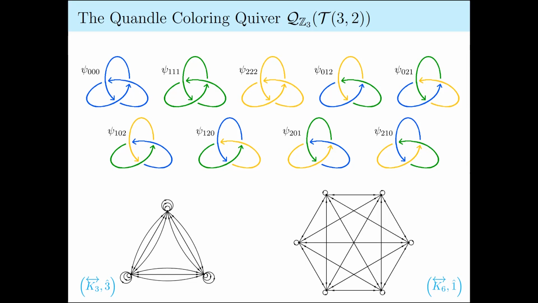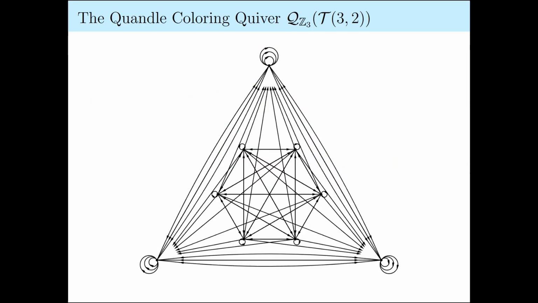We also have maps from the subgraph associated with non-trivial colorings that lead to the subgraph associated with trivial colorings. And so the full quandle coloring quiver looks something like this. If we notice, the vertices in the subgraph associated with our non-trivial colorings map to every vertex in the subgraph associated with trivial colorings, but not the other way around. And so for the full quandle coloring quiver of the trefoil knot under Z3, we have a complete graph on 3 vertices with a constant weight of 3, joined by a constant weight of 1, to another complete graph on 6 vertices with a constant weight of 1.